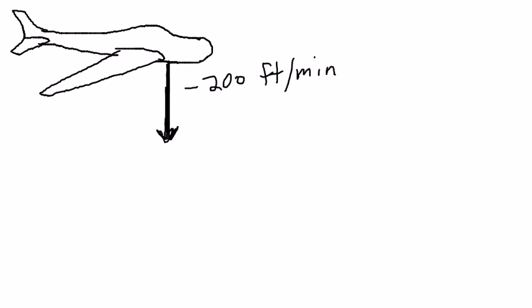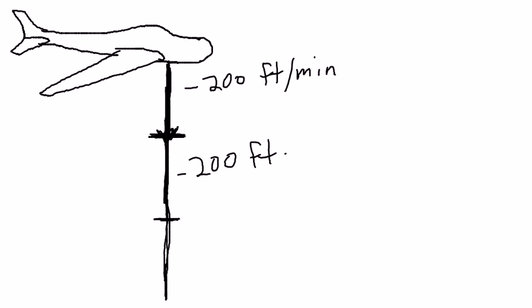So after the first minute has passed, let's say that this right here is the distance the plane has traveled. After the first minute has passed, the airplane will have traveled 200 feet in the downward direction. After the second minute has passed, the plane will have traveled another 200 feet in the downward direction. And after the third minute has passed, the plane will have descended yet another 200 feet in the downward direction. Okay. So my question to you is, how many feet has the plane descended after 3 minutes?